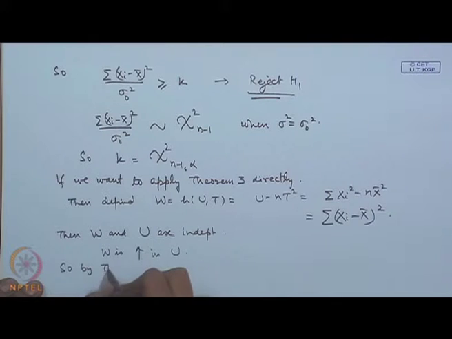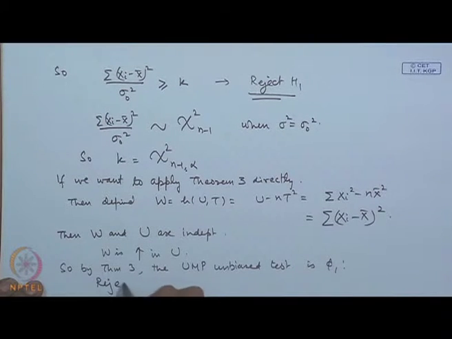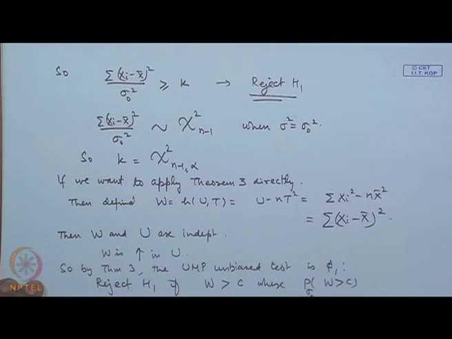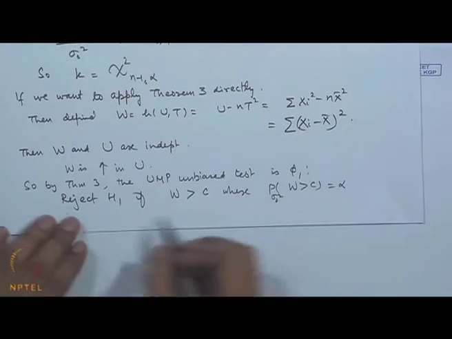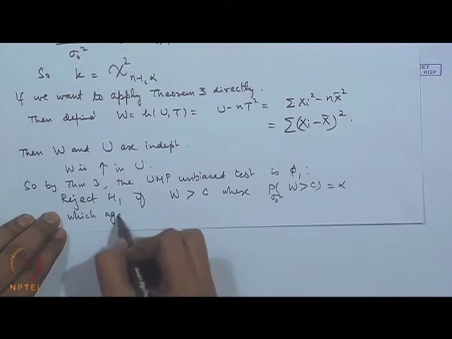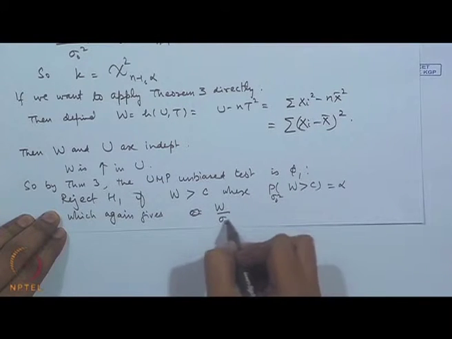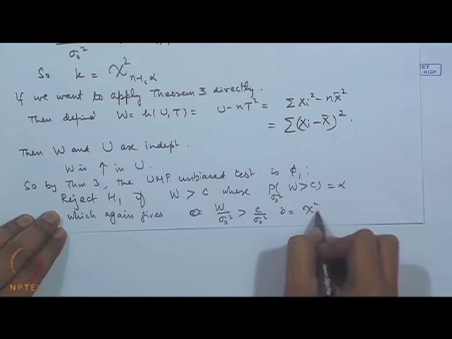So, by theorem 3 the UMP unbiased test is phi 1: reject H1 if W is greater than some C, where the probability of W greater than C at sigma naught square is equal to alpha, which again gives W by sigma naught square greater than C by sigma naught square, that is equal to chi square n minus 1 alpha.